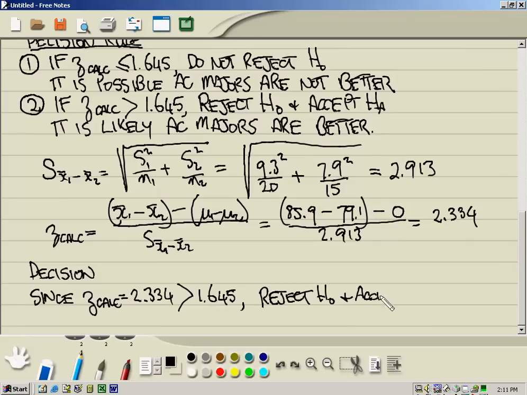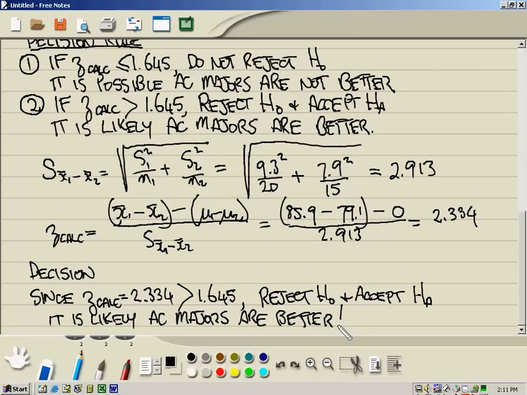And accept the alternate, and say that it is likely that the accounting majors are better at statistics. And that's the end of that test.